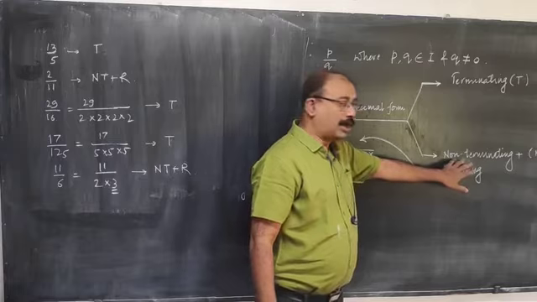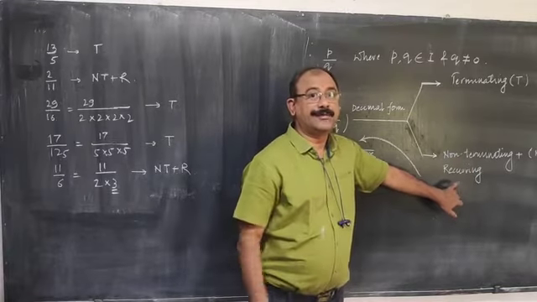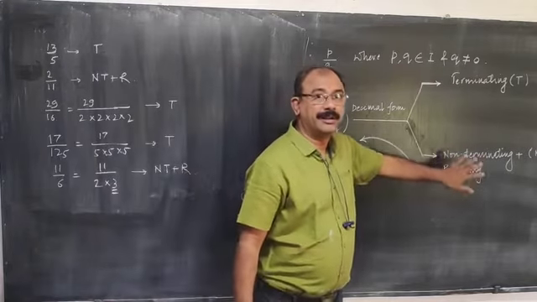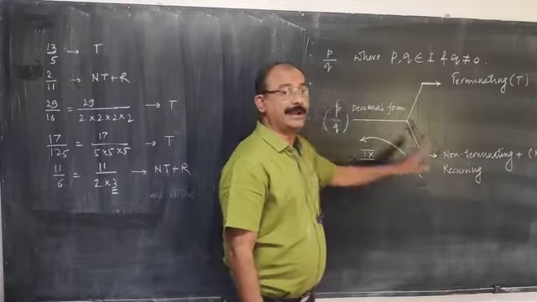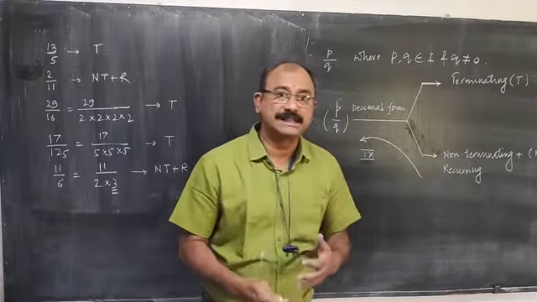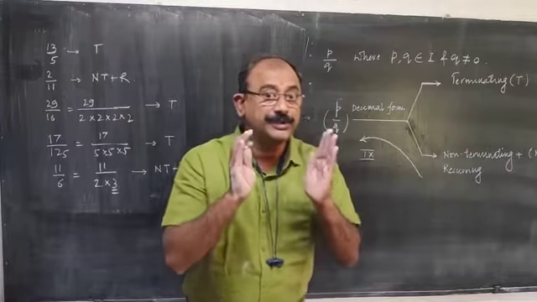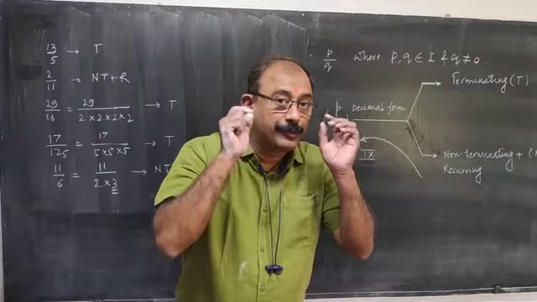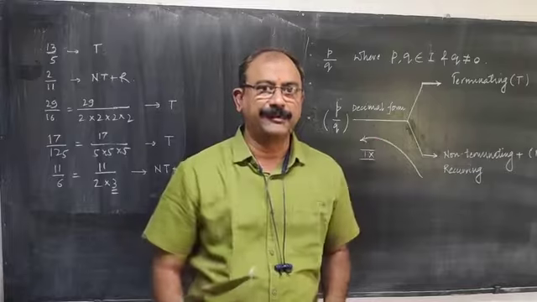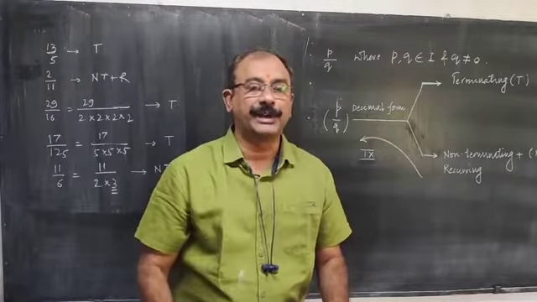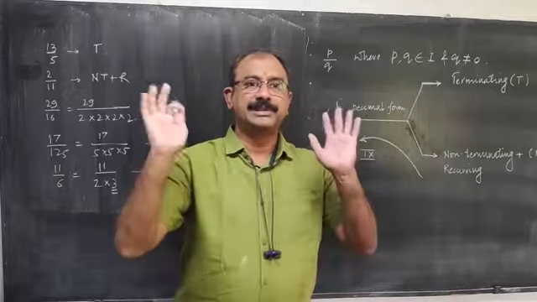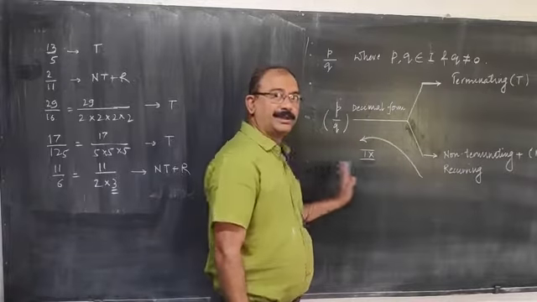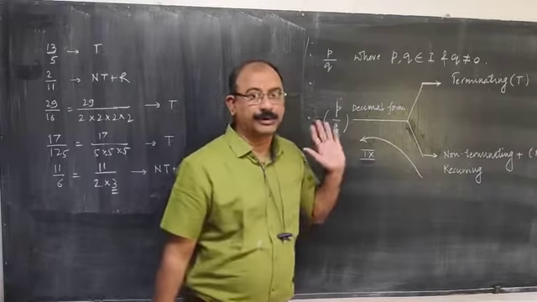You are given non-terminating recurring decimal form. You have to write it in the form of P by Q. Let us study with the help of examples. But when you study those examples, you have to be very, very careful. You have to listen to the explanation very carefully. We are not going to write the procedure for it, but with the help of examples only, you will understand the whole procedure. So let us start with the examples of this track. Non-terminating recurring to P by Q form. Let's start.